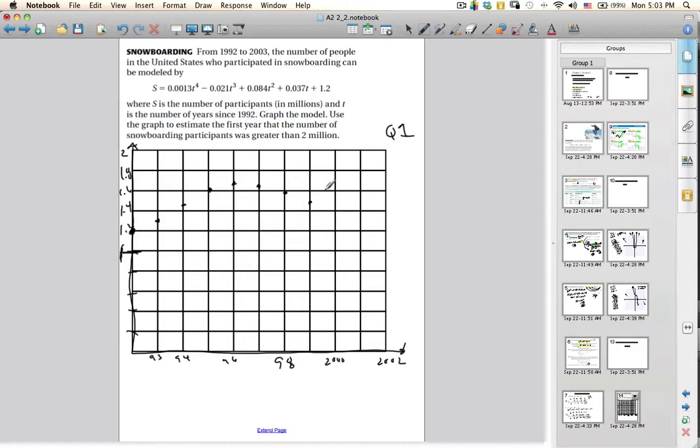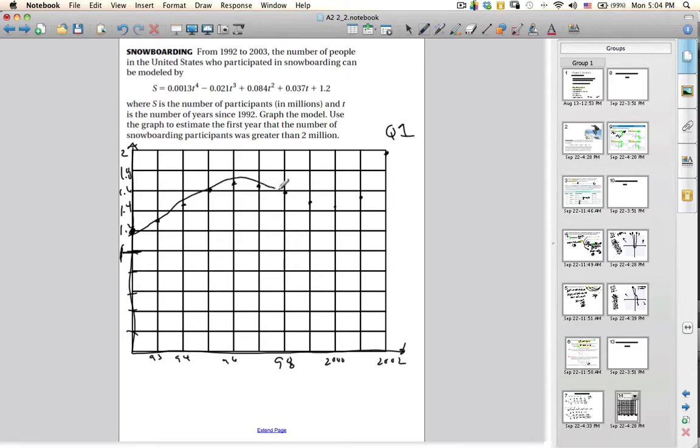In year 8, it's about 1.44, so about 1.4 and a half, so maybe about here. And in year 9, it's going back up again. Now it's 1.55, so it's about here. And then we have a big surge in year 10, and it goes back up almost to 2 million. Okay, so this is our graph.